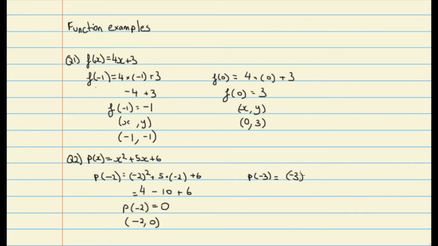Negative 3 squared plus 5 times negative 3 plus 6. So this will be 9. Notice that I have a negative times a negative, or negative 3 squared gives me a positive, plus negative 15 plus 6. And if I equate all that, I'll actually get a function value at negative 3 equal to 0. So that will give me point negative 3 and 0.